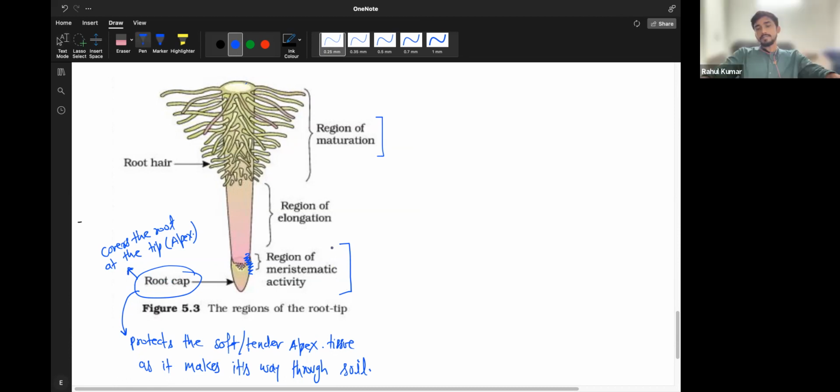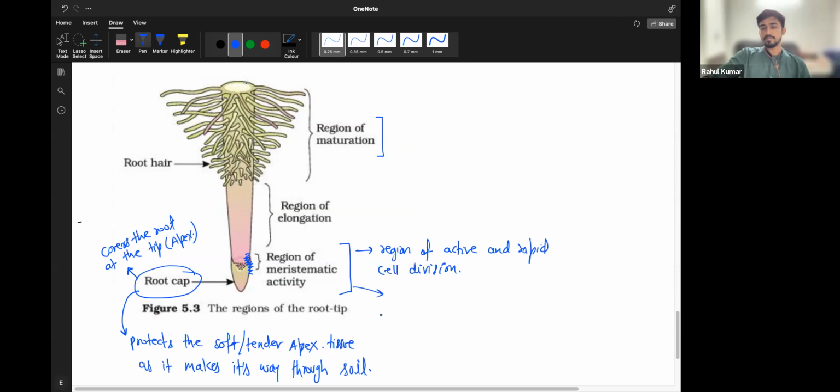And then this is the region of meristematic activity. Region of meristematic activity is the activity with dividing capability. So it is the region of active and rapid cell division. Okay.